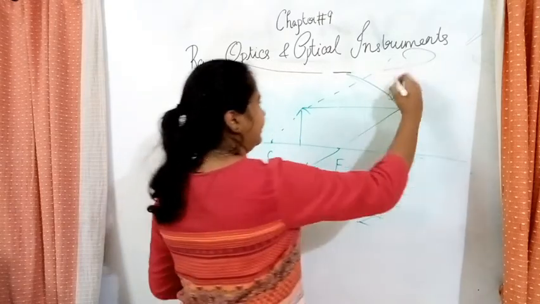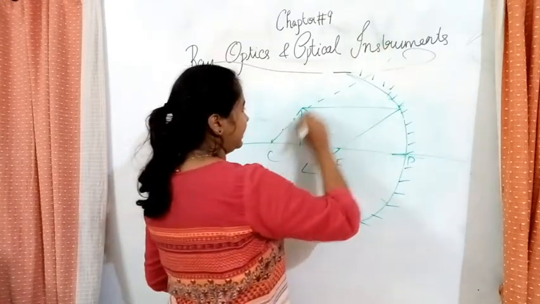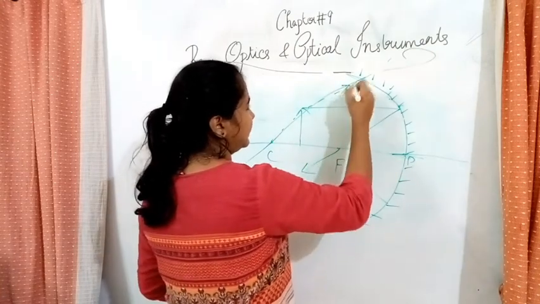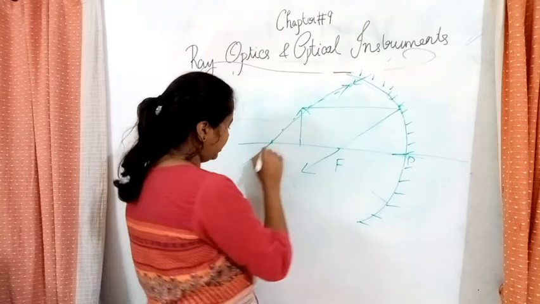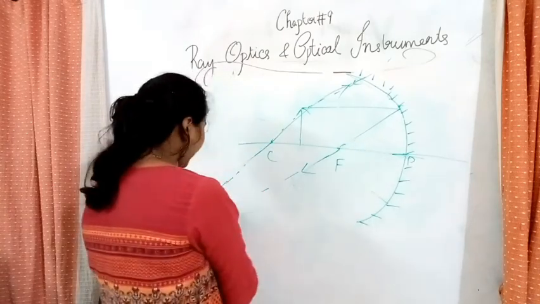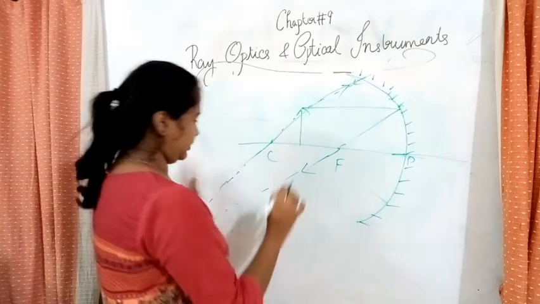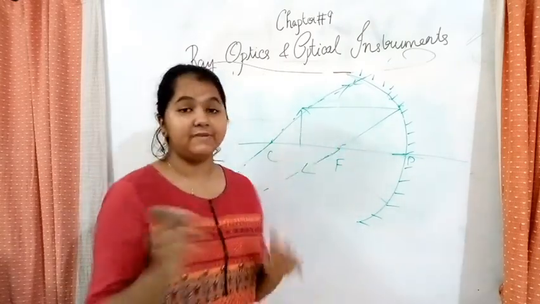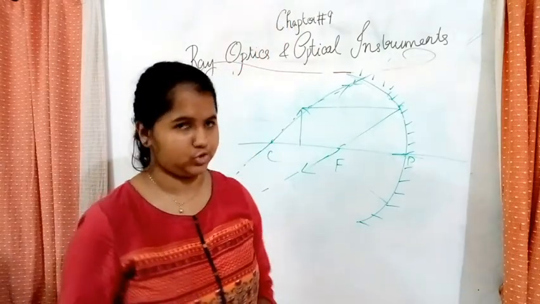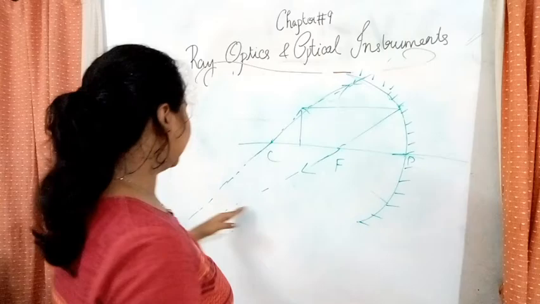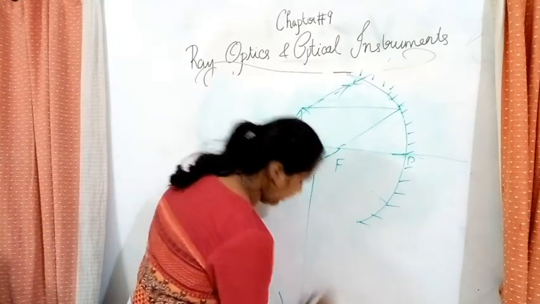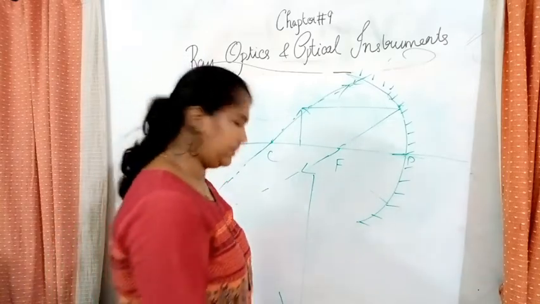Okay, let's extend the mirror. So, it will go like this, and what will happen? It will retrace its path. So, it will go like this, it will hit and it will retrace its path. So, it will move like this. Am I right? So, at some point, they will meet in the end. And they will form a real, inverted and huge image. It will be a very huge image, because you can see that this doesn't join anywhere here. So, it will form a big image at infinity. I hope that is clear to you.